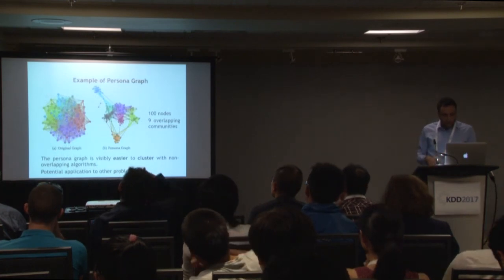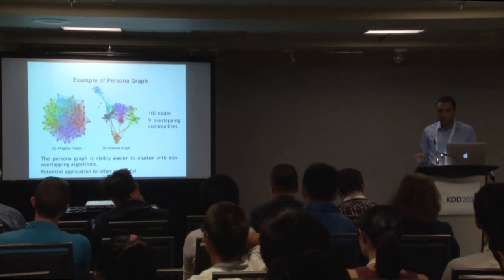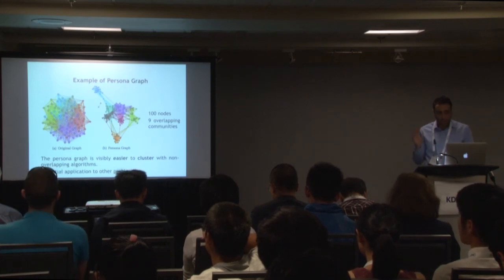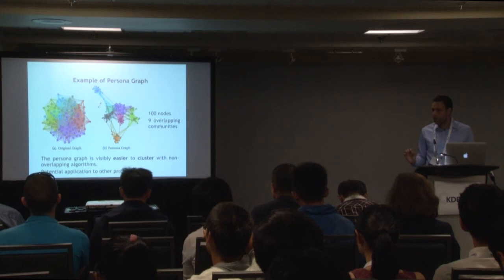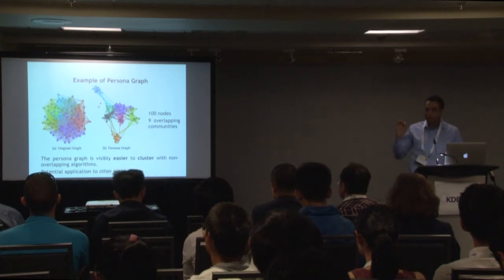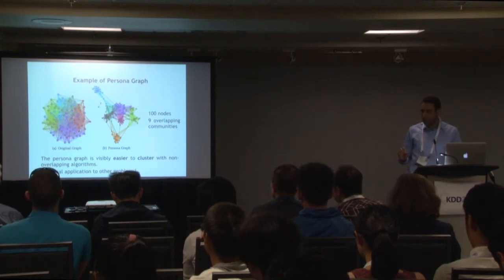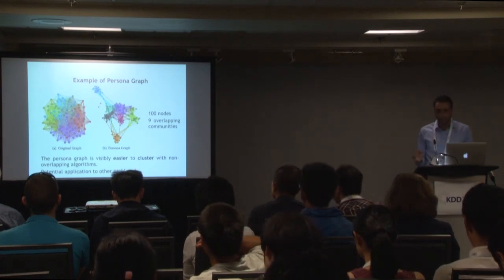As they say, a picture is worth 1,000 words. On the left side, there is a graph that I've created with a standard benchmark. There are 100 nodes that are part of 9 overlapping communities. As you can see, it's very hard to tell which node is part of which community. This graph is plotted with the standard graph drawing tools, and I asked the tools to identify the clusters, and they didn't do a very good job. In fact, it's not very clear what they identified.